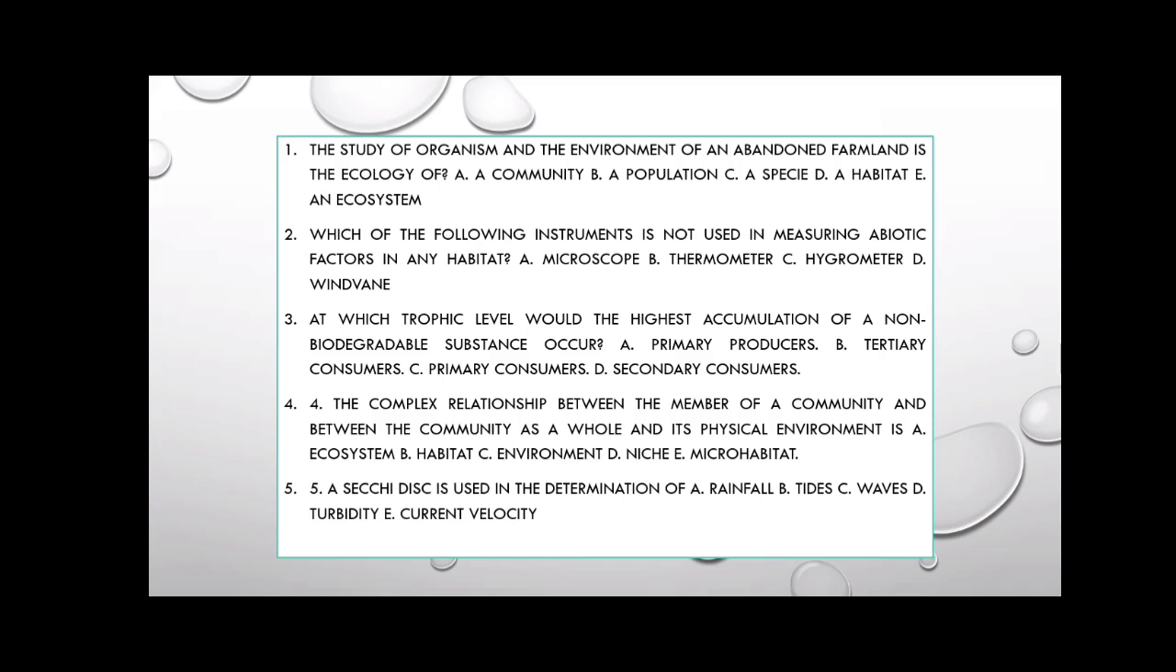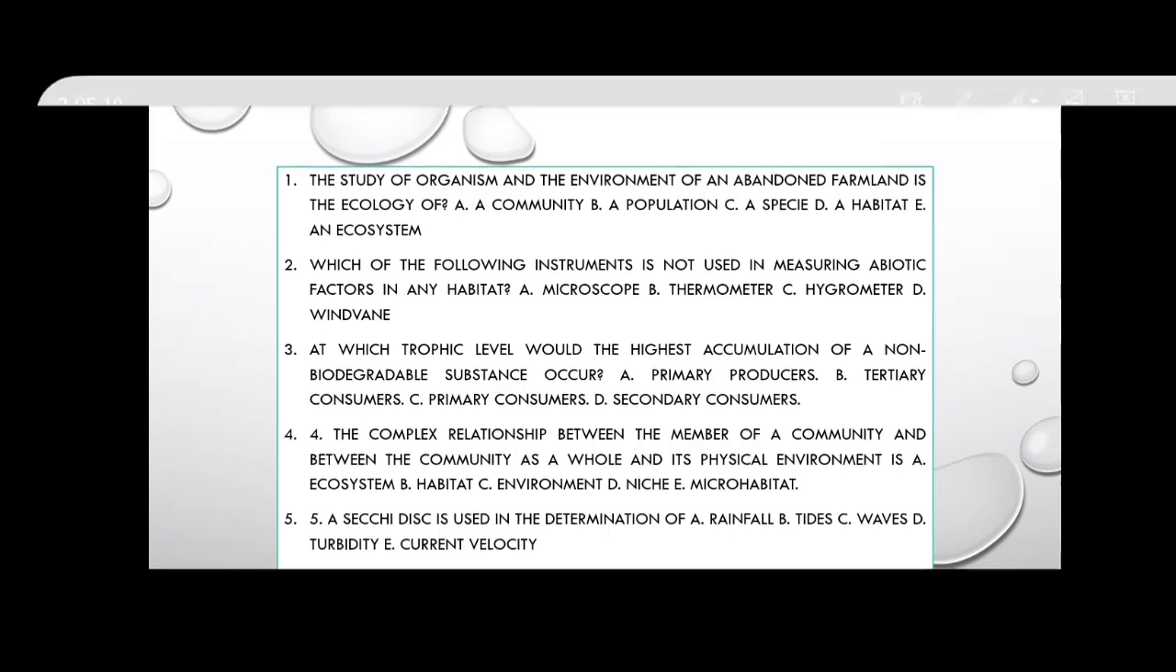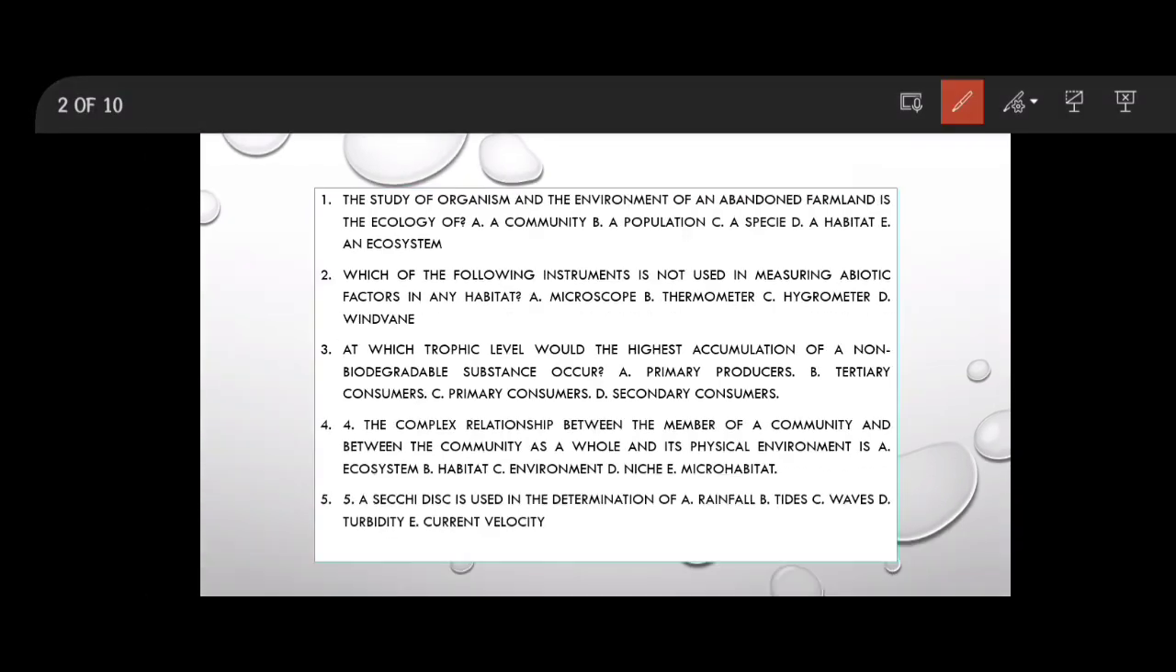So we have habitat, where an organism lives naturally, and we have the ecosystem, which is a collection of both the living and non-living parts of the environment. An abandoned farmland has both living and non-living, because we are going to have soil and we are going to have plants there, we are going to have animals there. So the right option here is the ecosystem.